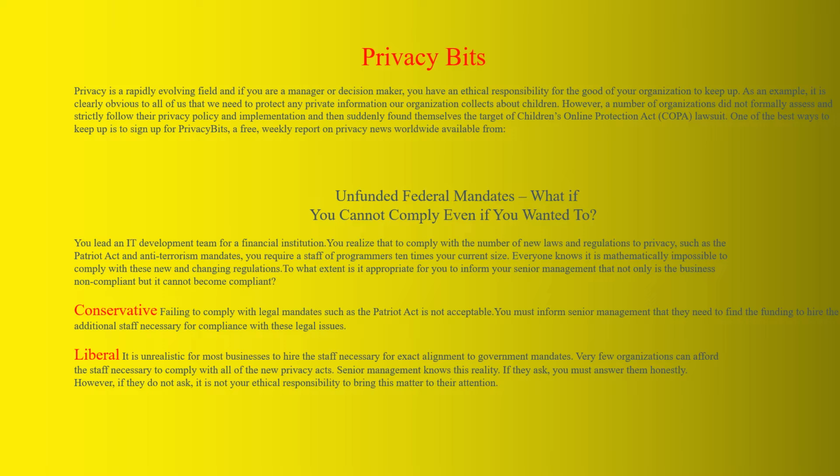Conservative. Failing to comply with legal mandates such as the Patriot Act is not acceptable. You must inform senior management that they need to find the funding to hire the additional staff necessary for compliance with these legal issues. Liberal. It is unrealistic for most businesses to hire the staff necessary for exact alignment to government mandates. Very few organizations can afford the staff necessary to comply with all the new privacy acts. Senior management knows this reality. If they ask, you must answer them honestly. However, if they do not ask, it is not your ethical responsibility to bring this matter to their attention.